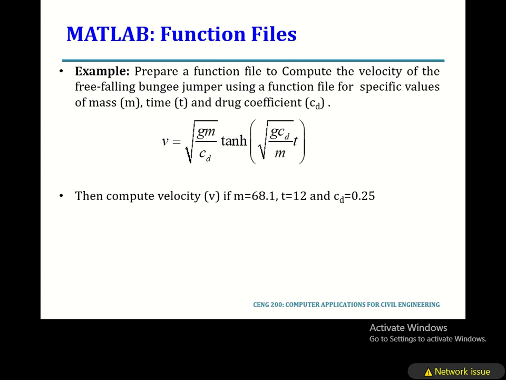So the input values are M, T and CD. What about G? 9.81. It's not an input, right? We will just write 9.81 in the equation. That's it. So what is your input? M, T and CD. And what is your output? V. So create a function file which will take M, T and CD, and it will give me the output V.